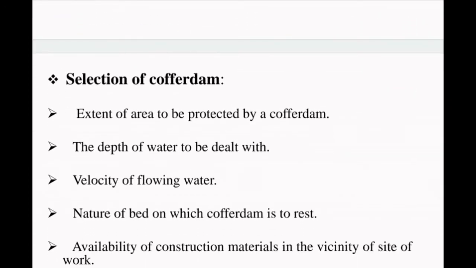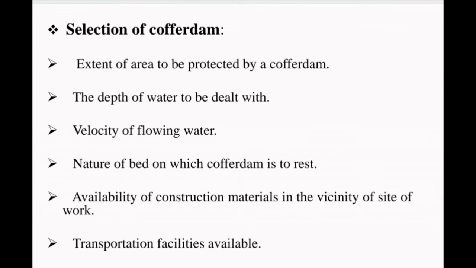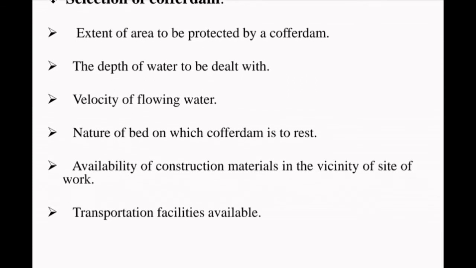And now we are going to see about the selection of cofferdam. In which area we can select the cofferdam, and what are the possibilities and the conditions to be used for the selection of the cofferdam. The extent of area to be protected by a cofferdam, and the depth of the water is also a major factor to be considered while selecting the cofferdam. The velocity of flowing water is also to be considered, and the nature of bed on which the cofferdam is to rest is also a major factor to be noticed.